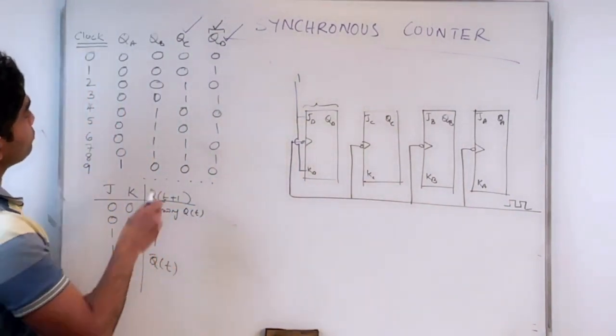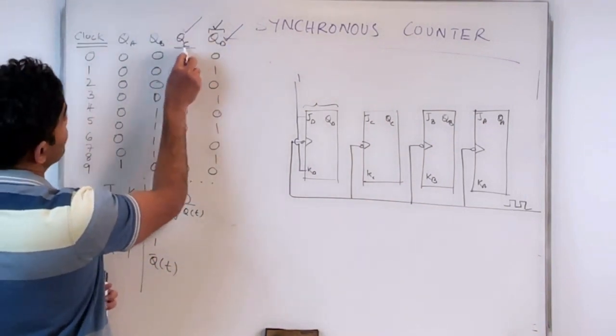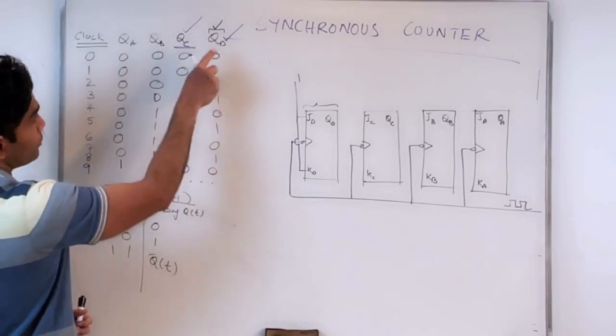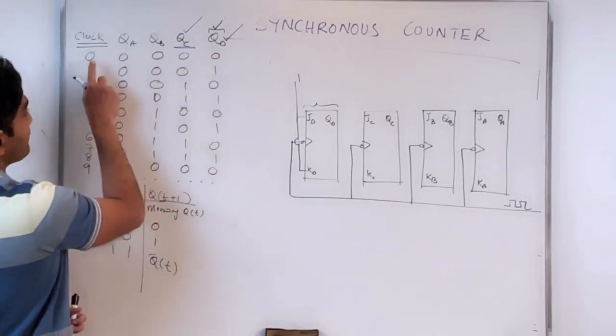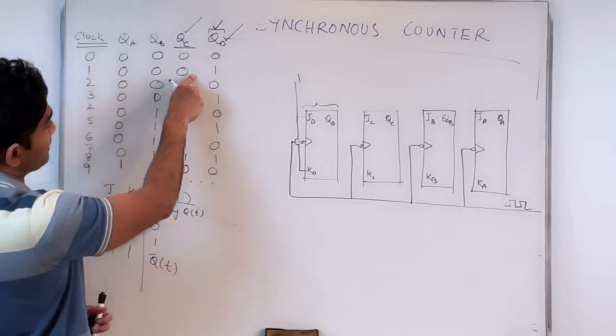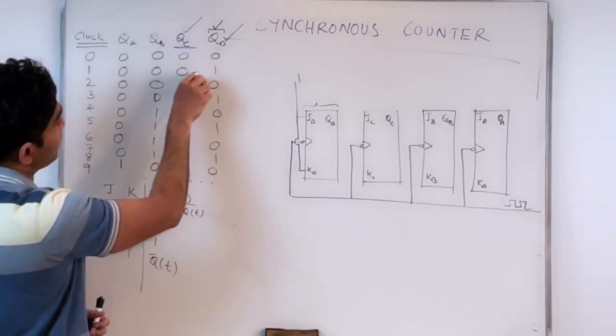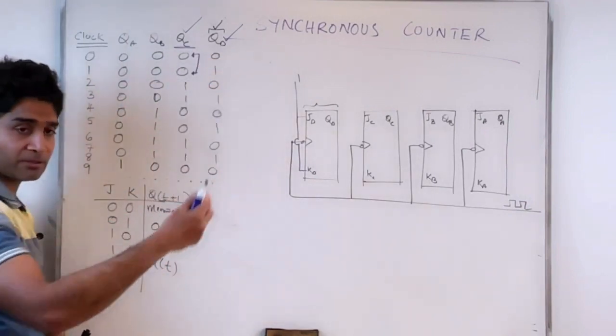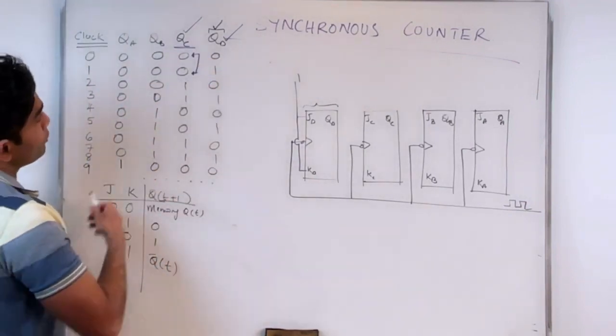Now let's examine QC in closer detail. QC is 0 on the 0th clock pulse. QD is 0 on the first clock pulse. QC remains 0, kind of like a memory. It's retaining the value of the previous state, of the previous clock pulse. It's retaining that value. QD becomes 1.